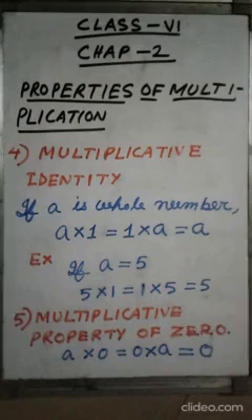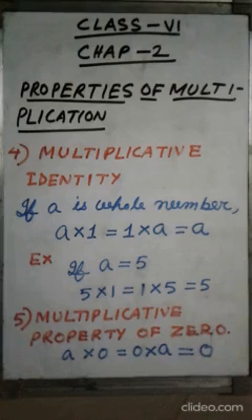In our last class, we have gone through some properties of multiplication. We have seen up to property 3, the associative property. Now we will be going through property number 4, multiplicative identity.